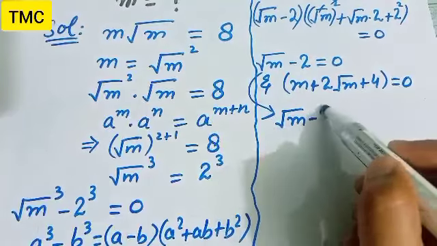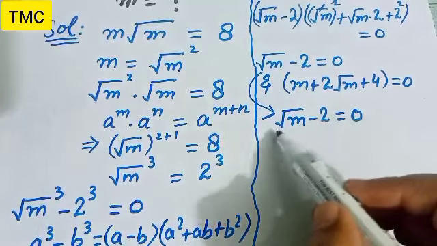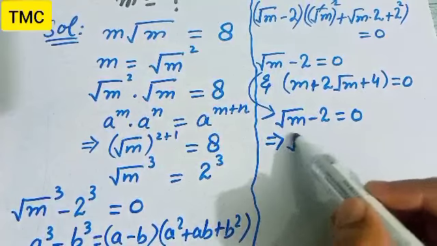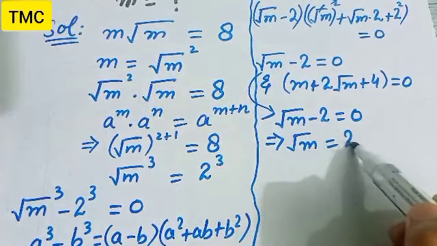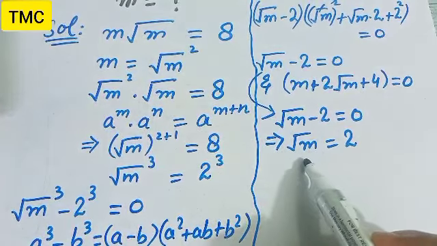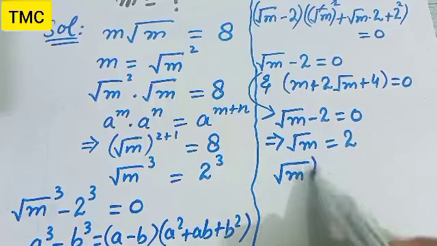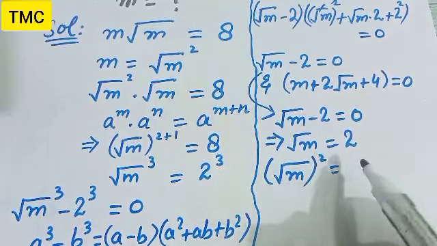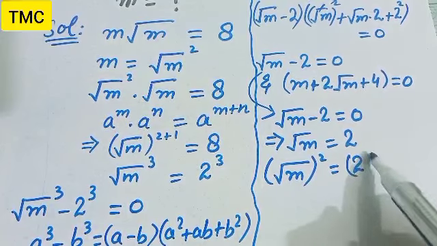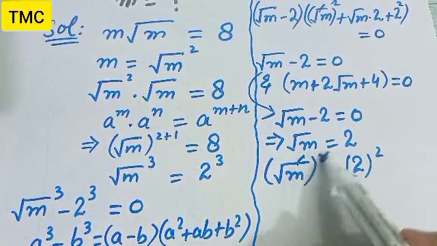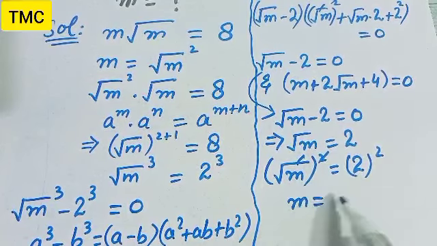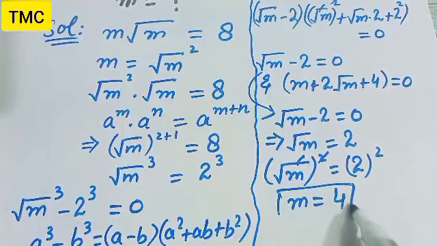Taking the first factor, square root m minus 2 equals 0, shifting 2 to the other side, square root m equals 2. Now squaring both sides, square root m square equals 2 square. Square and square root will cancel out, and we got m equals 4 as our first answer.